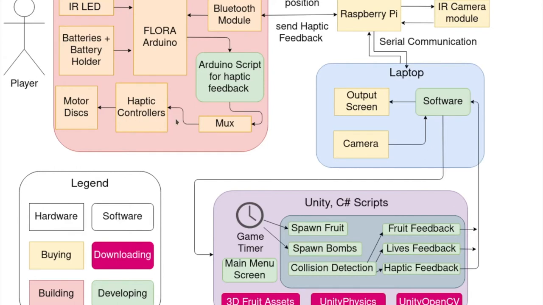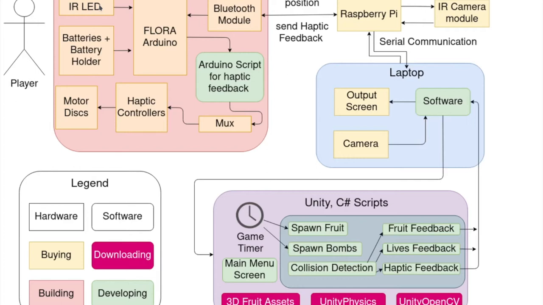Also connected to the Flora is a Bluetooth module that receives signals from the rest of the system in order to tell the Flora to send waveforms to the haptic motor controllers and trigger that haptic feedback. Finally, the last component of the glove is the infrared LED, which is picked up by our IR camera sensor in order to perform tracking.